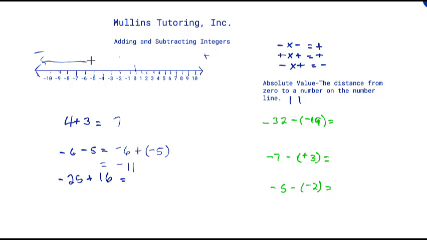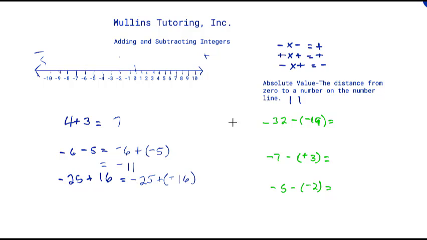All right, let's look at the next problem. We have negative 25 plus 16. So here we have a negative and a positive, because this would be the same as saying the first number is going to stay the same, negative 25 plus a positive 16.